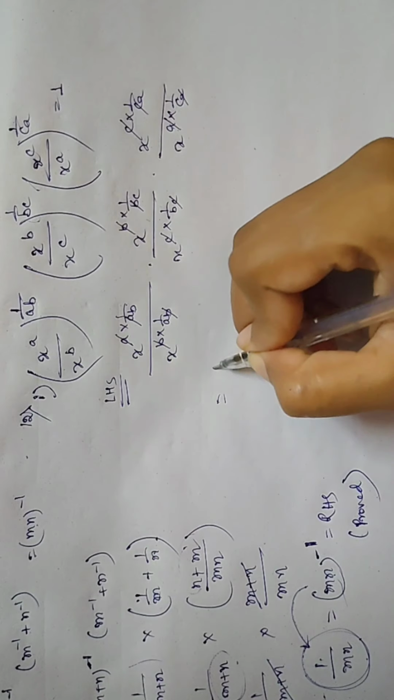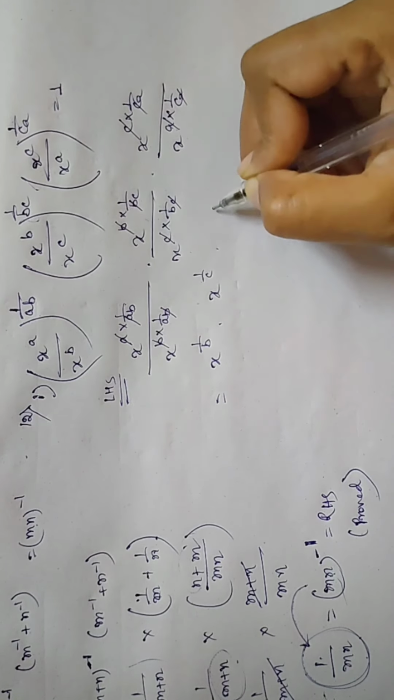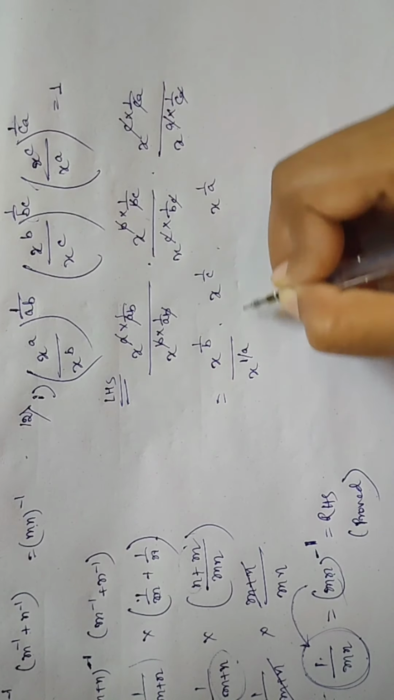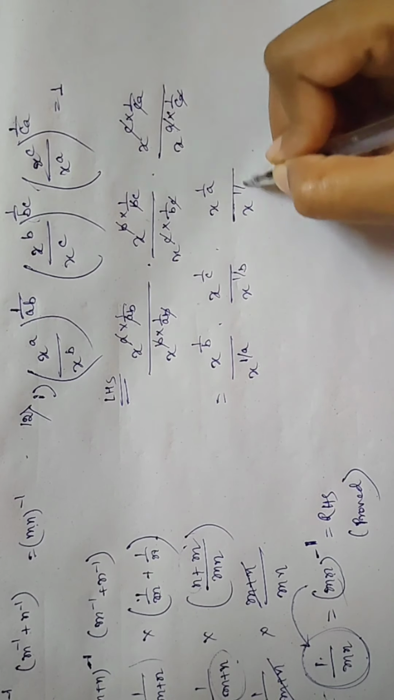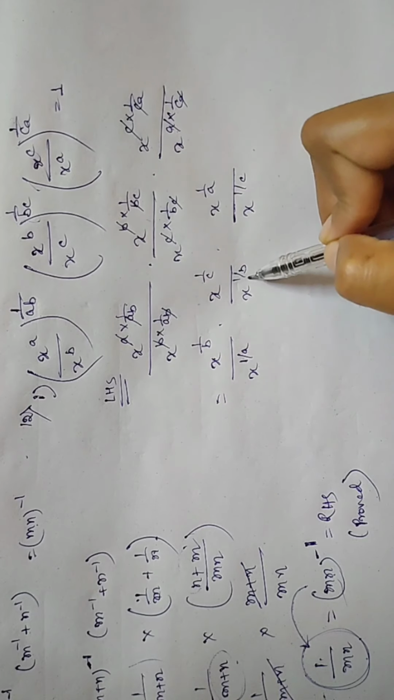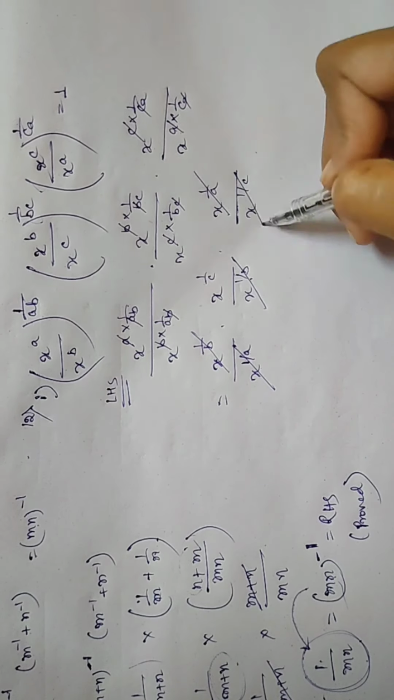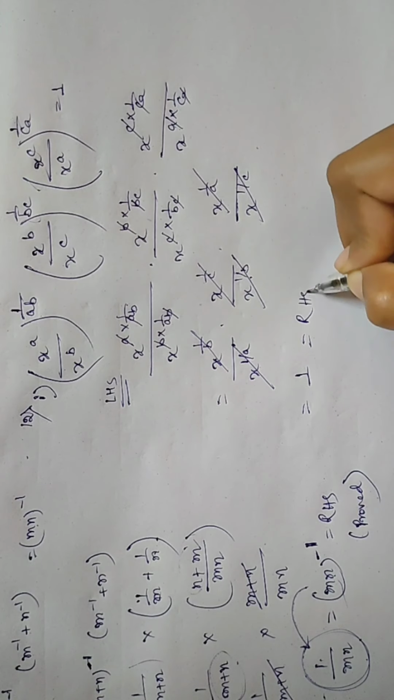You get x to the power 1 by b, x to the power 1 by c, x to the power 1 by a. Here x to the power 1 by a, x to the power 1 by b, and x to the power 1 by c. Now look at this, x to the power 1 by b and x to the power 1 by b. This one gets cancelled out. Here this one gets cancelled out, this one also. So finally you are left with 1, that is equal to RHS.